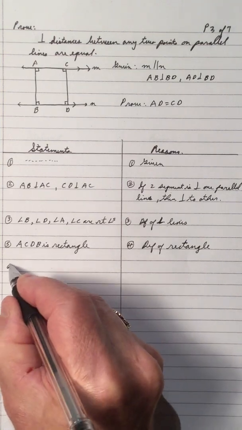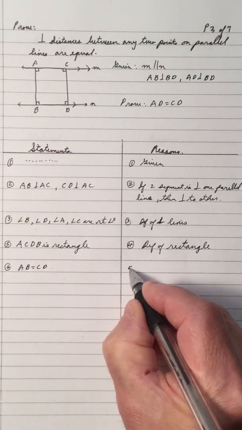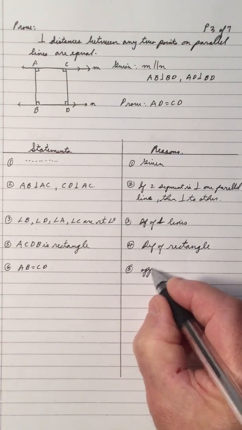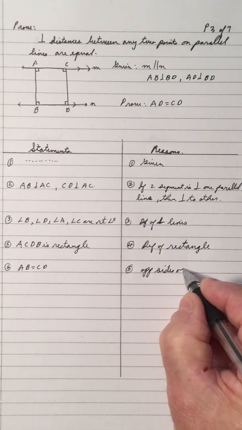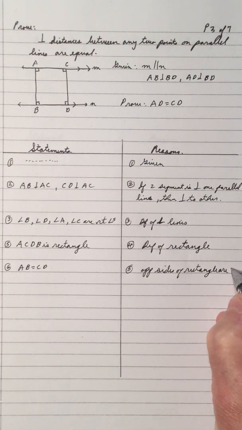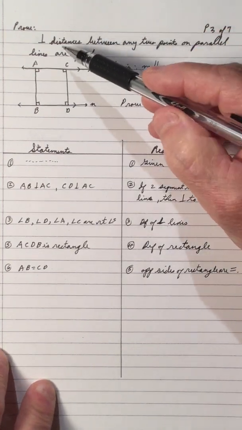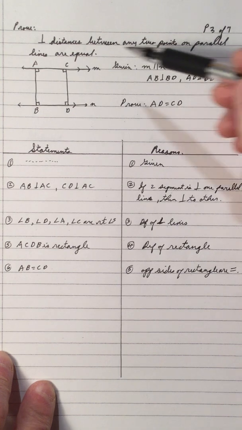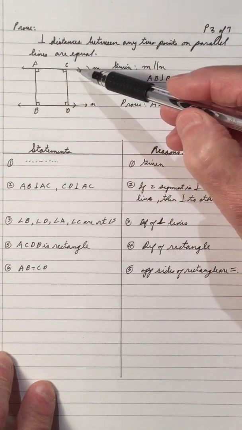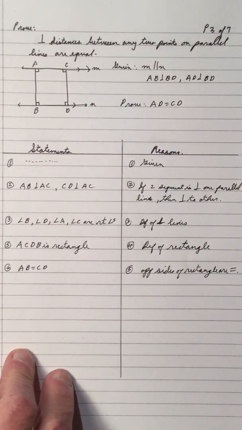And since we have a rectangle, that means that AB is equal to CD because opposite sides of a rectangle are equal. And that's the proof for saying that the perpendicular distance between any 2 points on the parallel lines are equal. So if you have 2 parallel lines and you have perpendicular distances between them, then these distances are always equal. So the perpendicular distance is at a right angle. So let's have a look at some more proofs.